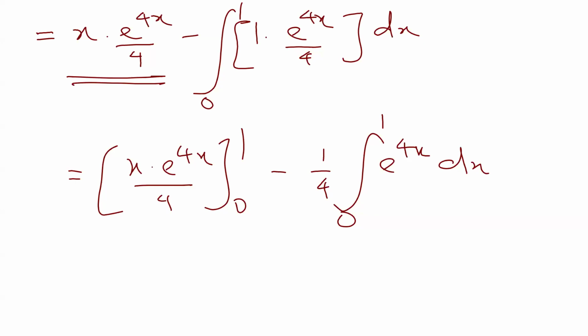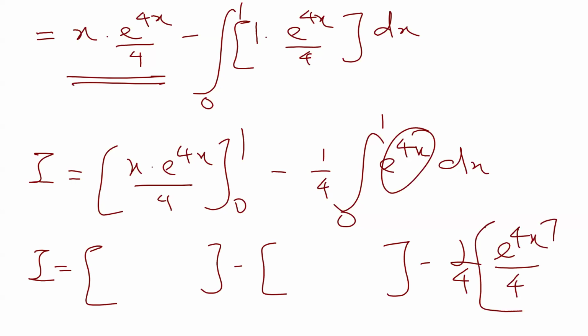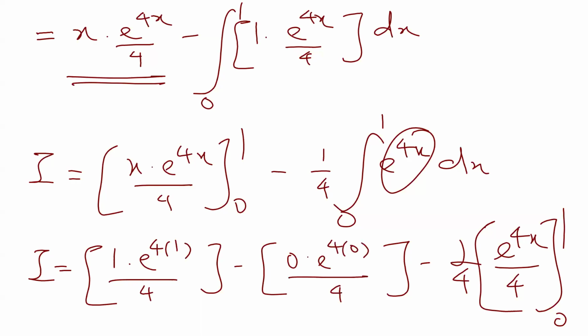Now no need of I1, I2 over here. It's pretty simple. You can do it directly. The integral of e raised to 4x is e raised to 4x by 4, with the upper limit and lower limit. So, 1: e raised to 4 into 1 by 4, minus 0: e raised to 4 into 0 by 4.